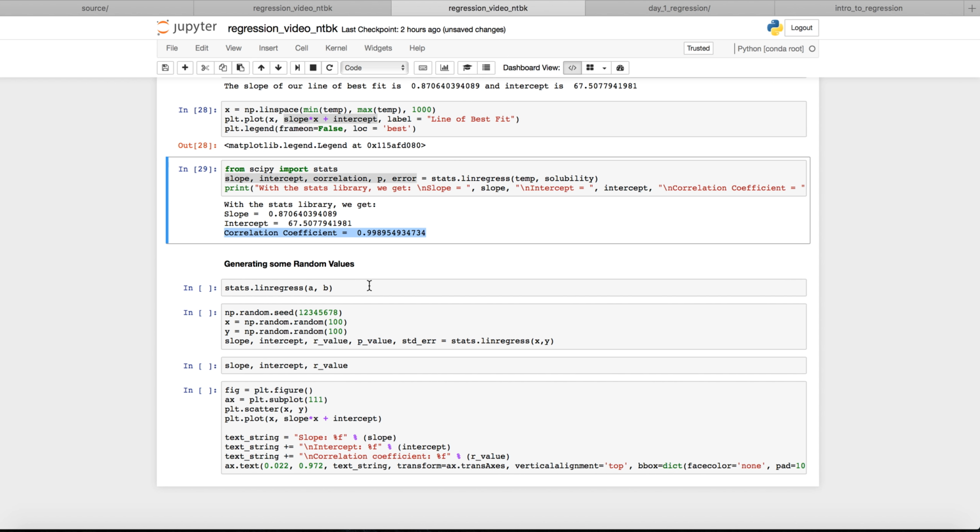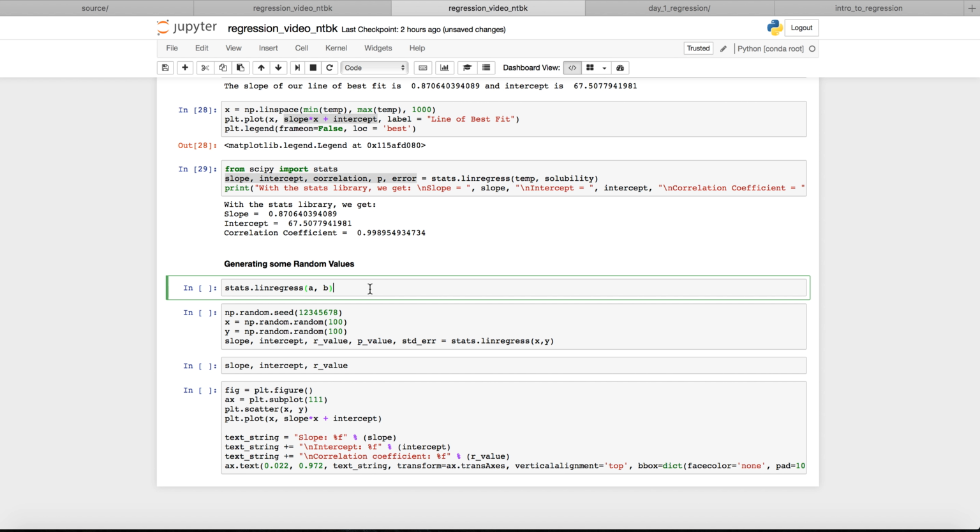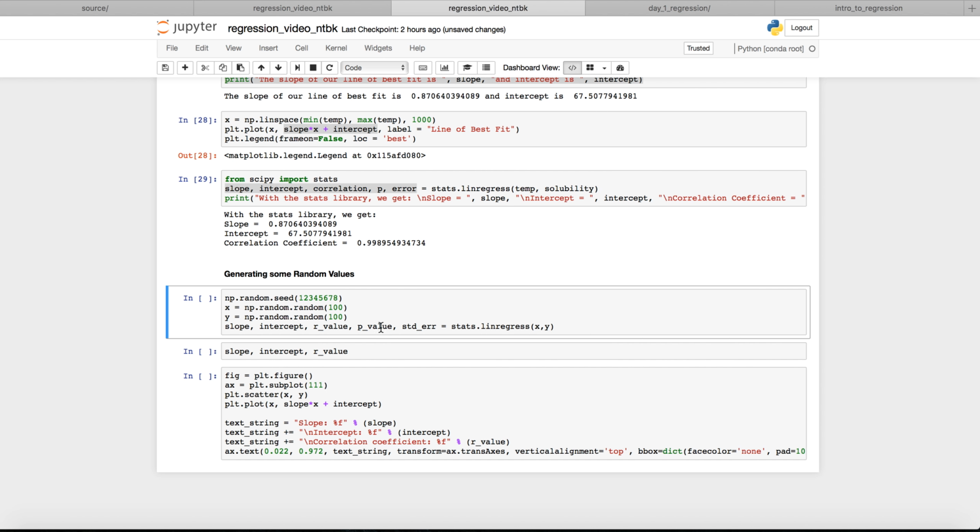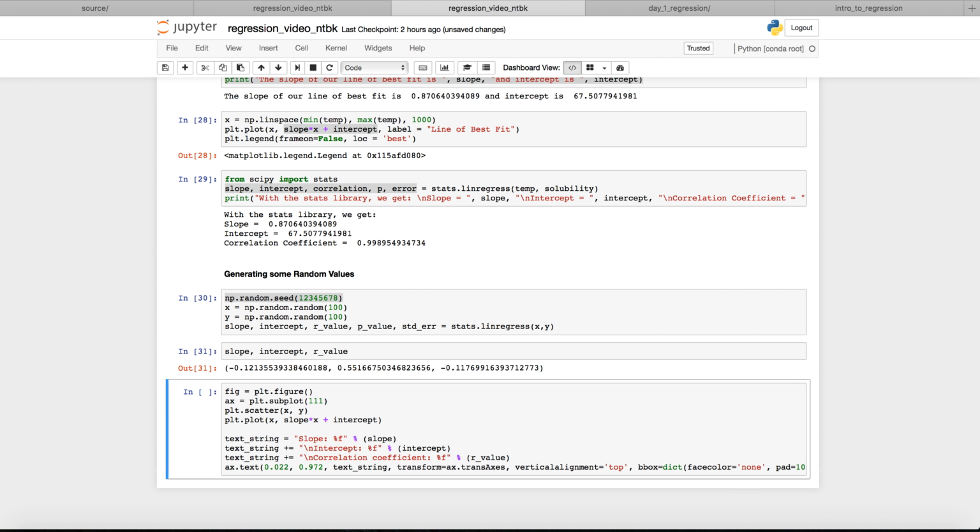So last, here I made some random variables. I'm going to make some random variables, x and y. And again, I'm going to run this stats.linregress on those. So this is just going to be a bunch of random variables. If you set this, you should end up with the same thing that I get here, which is the slope, intercept, and r values of 0.12, 0.55, and negative 0.12. And I can take a look at this.